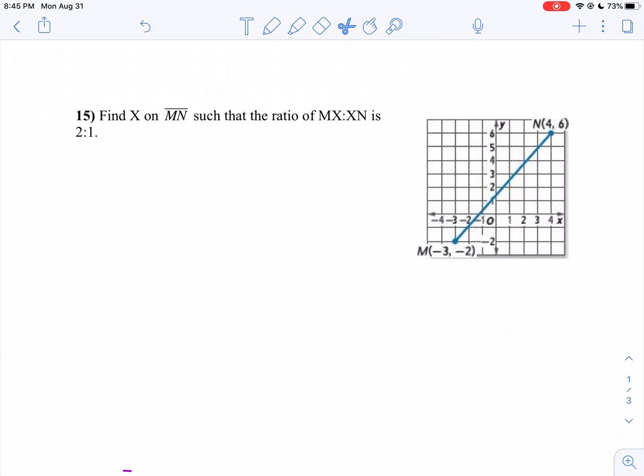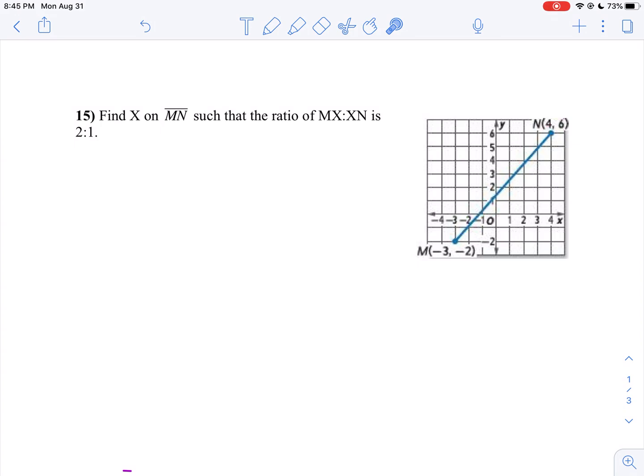Now let's take a look at the review for problem 15. We want to find x on segment m to n so that the ratio between m to x and x to n is 2 to 1. So in other words, from m to x is going to be twice as much as x to n.